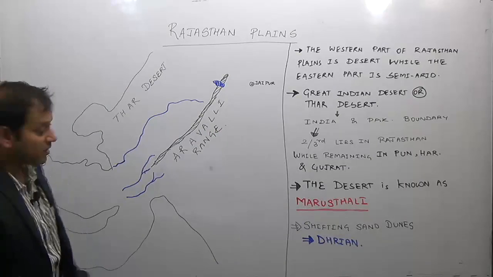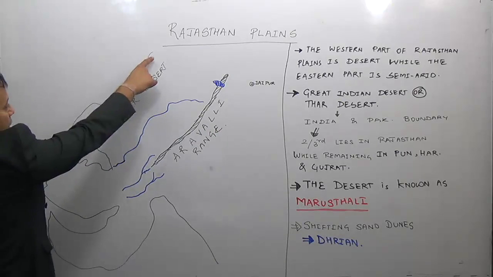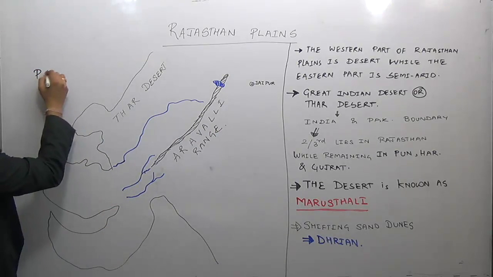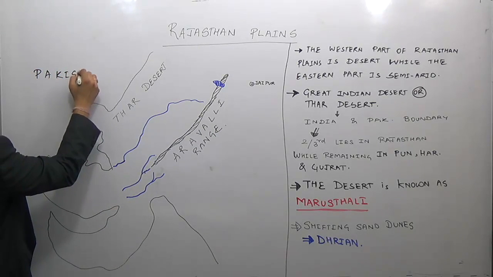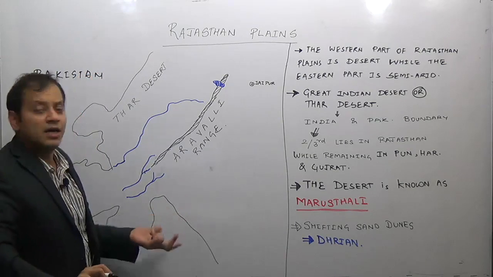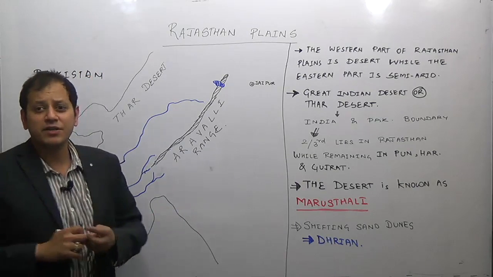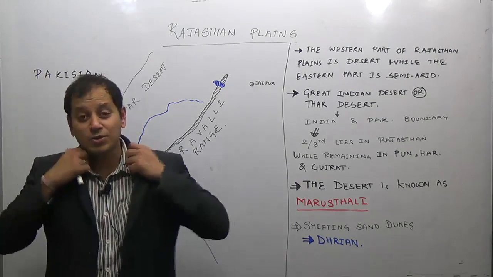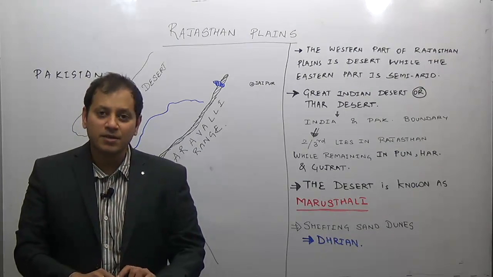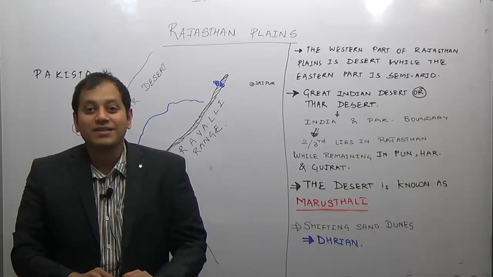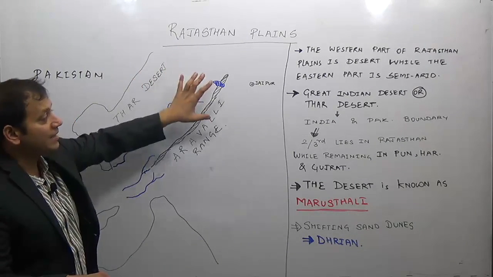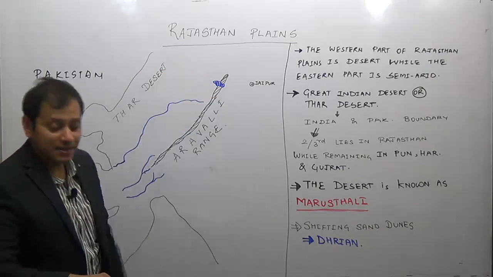Now, how is this Rajasthan plains? You can see this is the border of India and this country here is the Pakistan region. So, on the western extreme of India lies the Rajasthan plain. Now, when we say Rajasthan, the first idea which comes into the mind is the desert. Is it true that the entire Rajasthan is a desert, or does the Rajasthan have some other parts? The entire Rajasthan is not a desert region. The western part of the Rajasthan plain is a desert, while the eastern part is semi-arid.